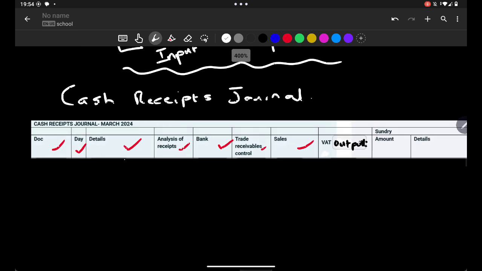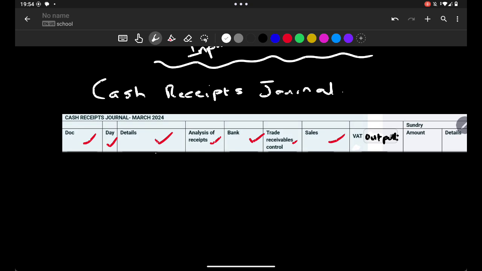So yeah, I want to cover each of these, so that you understand how they work, and then when you have to record a transaction, it's much easier for you to do, and you don't need to think about it that much, right? So starting with the doc, the doc means the document. What is the source document? Where does it come from?